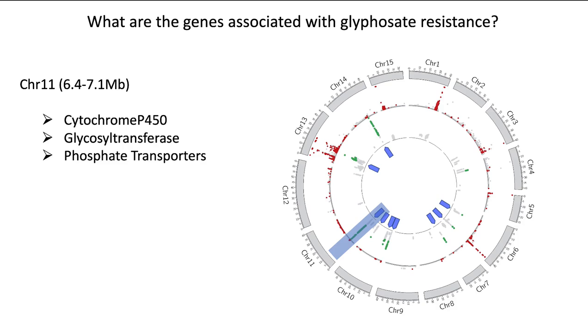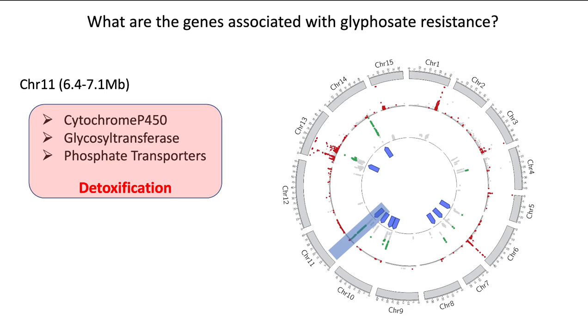Among other regions, there was this region on chromosome 11, which again contained a copy of cytochrome P450, a copy of glycosyltransferase, and multiple copies of phosphate transporters. Phosphate transporters are important because they have been identified as the transporters responsible for bringing glyphosate into the cell. So all of this again indicates the role of detoxification. Not shown here, but our gene expression analysis and functional assay also support the role of detoxification underlying glyphosate resistance in this species.